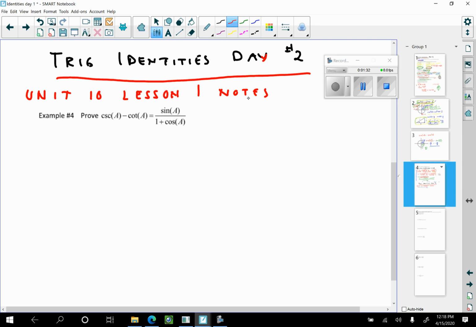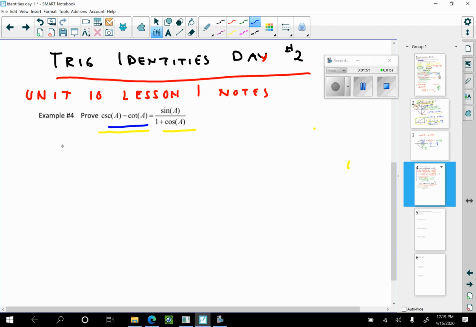So here I have this identity: cosecant A minus cotangent A is supposed to equal sine of A divided by 1 plus cosine of A. So let's jump into this proof. The first thing we're going to do is start with the left side, and we're going to write everything in terms of sine and cosine.